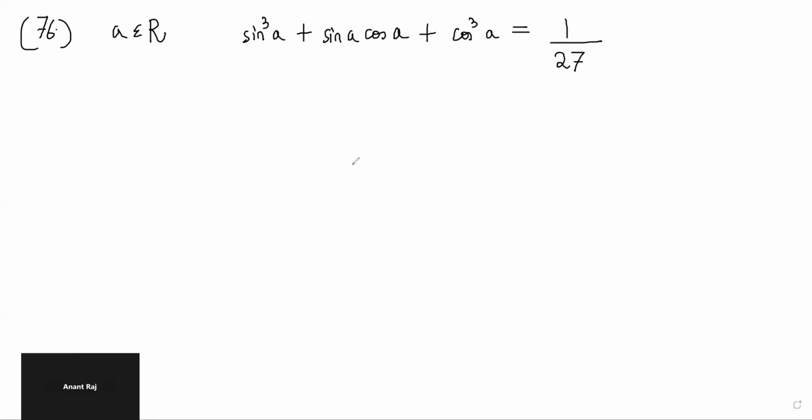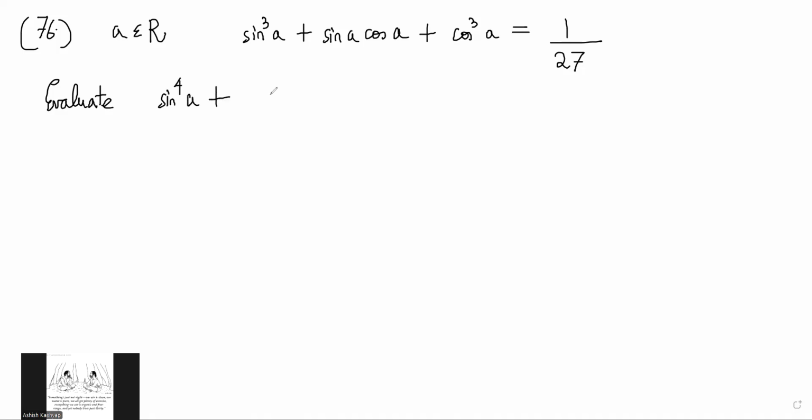Okay, so a belongs to real such that sine cube a plus sine a cos a plus cos cube a is equal to 1 by 27, right? Yes sir. We have to evaluate sine power 4a plus cos power 4a. Okay, fine.